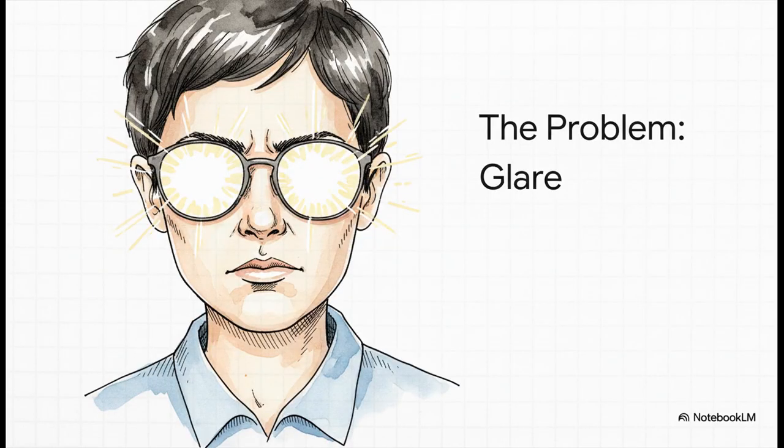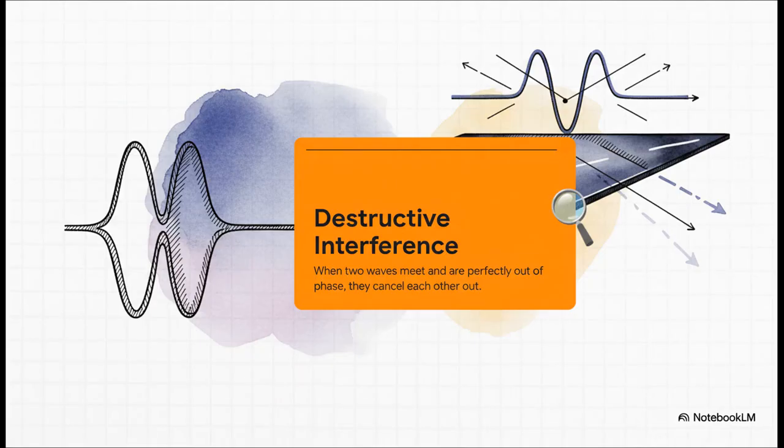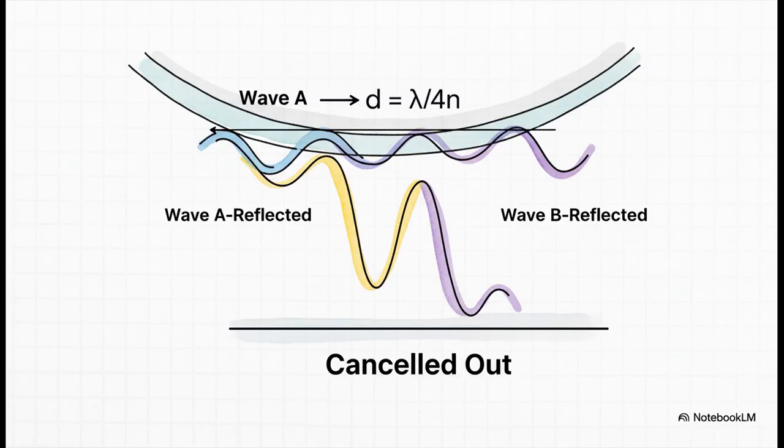But what if you want the opposite, to kill the annoying glare on your glasses? Well, we can do that too, using something called destructive interference to just cancel out the waves. You add a super thin coating, and the two reflected waves it creates just wipe each other out.